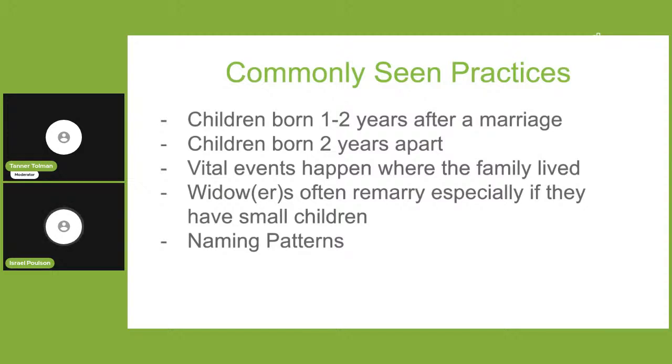So once you find a marriage date for your ancestors, you can start looking pretty closely between that year. Another thing is children are born 2 years apart, like I previously mentioned. This is just common practice. We've seen this pattern so many times. Another thing is vital events happen where the family lived.